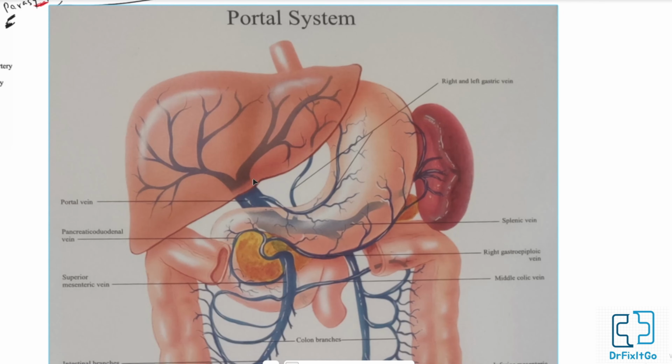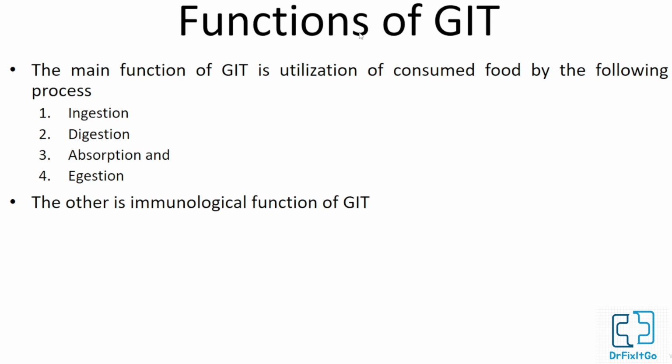The portal vein is the main vessel of the portal venous system, which drains the blood from the GIT, gallbladder, pancreas, and spleen to the liver. Now let's talk about the functions of the GIT. The main function of the GIT is utilization of consumed food by the following processes: ingestion, digestion, absorption, and egestion. The other is the immunological function of the GIT.